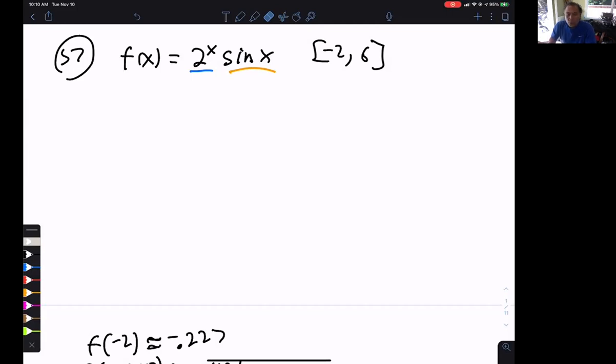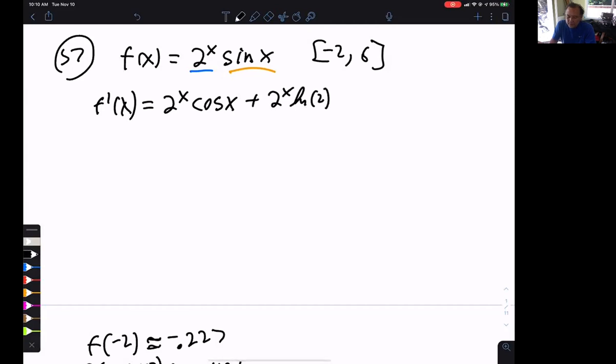All right, so what are critical points? They are values of x where the derivative is 0 or does not exist. Notice we have a product, so we have to use the product rule. We're going to leave the first alone and take the derivative of the second. Then we take the derivative of the first, but 2 to the x is an exponential function, so it's itself times the ln of the base, and then I leave the second one alone, and I set that equal to 0 to find my critical points.